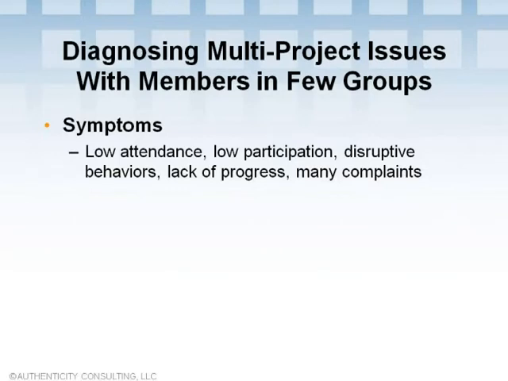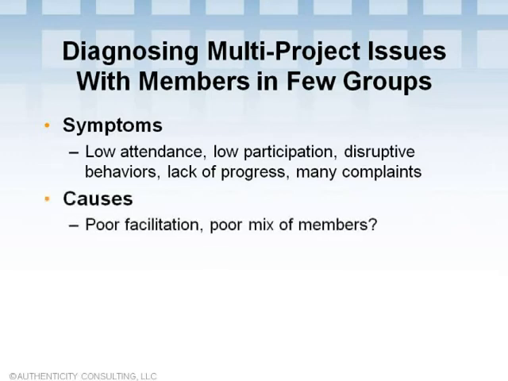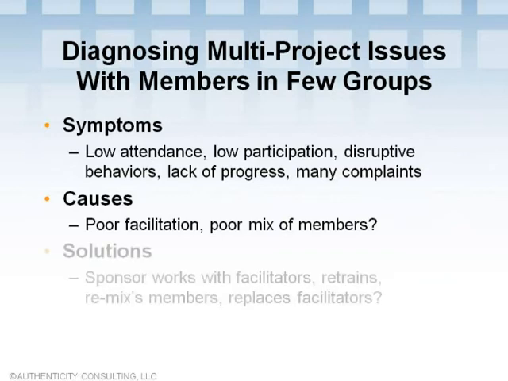So in this example, if there's issues with several members in a low percentage of groups in the program, then symptoms might be low attendance, low participation, disruptive behaviors, lack of learning and progress, and then maybe many complaints. But the causes might be just poor facilitation in that low number of groups, sometimes a poor mix of members. They just don't have a good diversity or good commitment to the program.